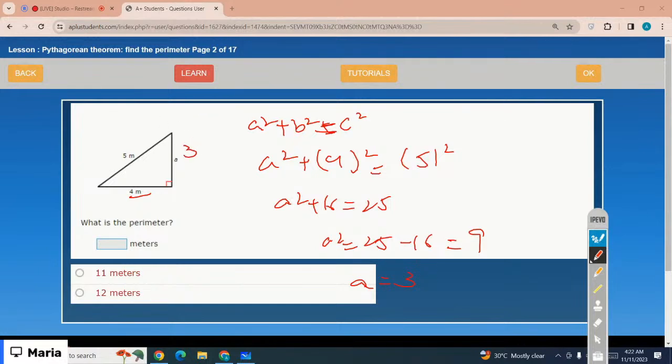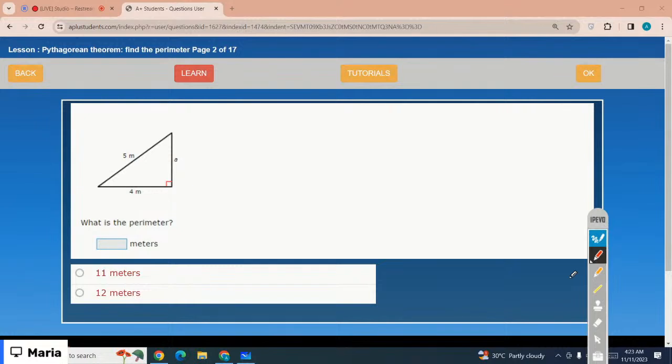Now you have to add them up. So 5 plus 4 is 9, and 3 is 12. So the correct option is 12. Yes, very good. You have to add them: 5 and 4, 9, and 3, 12 meters. So the correct option is 12 meters.